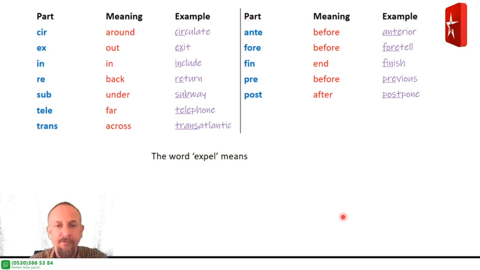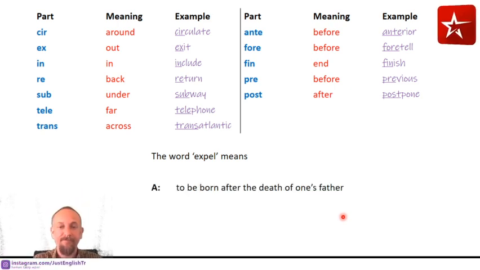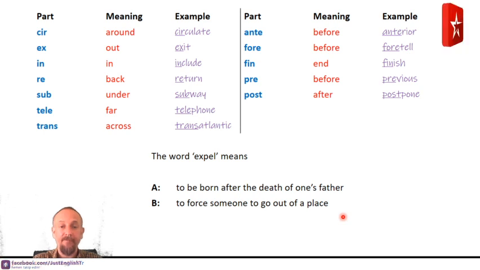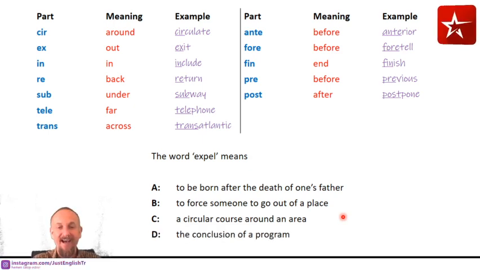So let's go to expel. I'll use my fingers this time. We have A, to be born after the death of one's father. We have B, to force someone to go out of place. We have C, a circular course around an area. I can't believe I gave you the answers. And then we have D, the conclusion of a program.